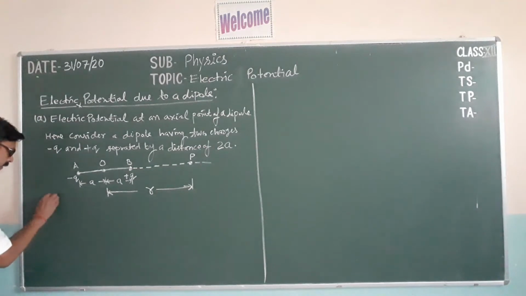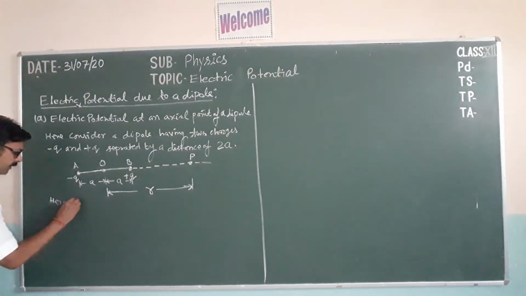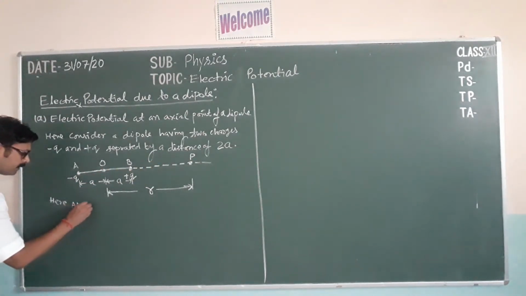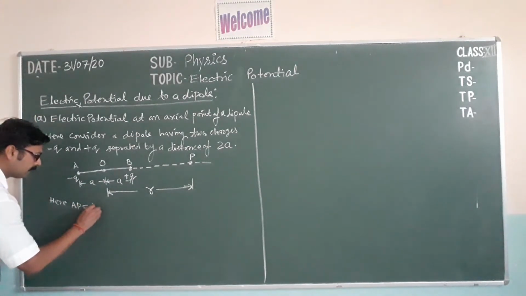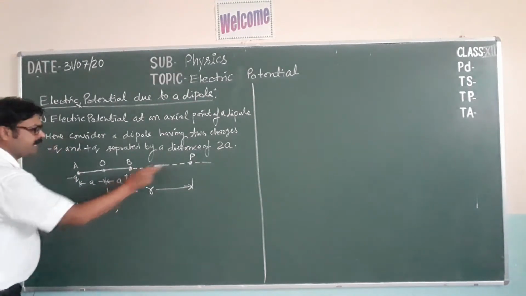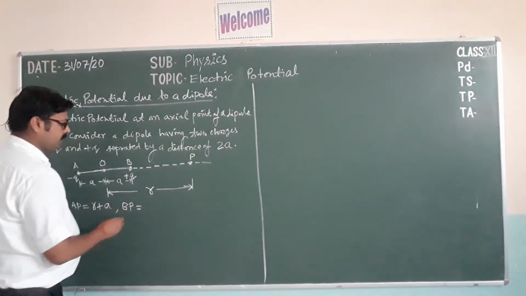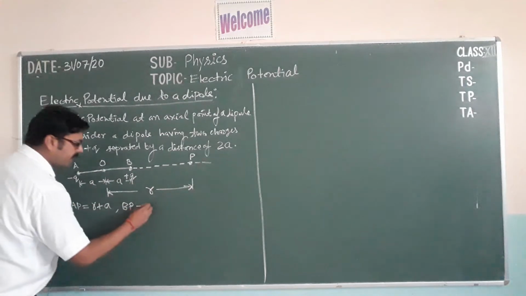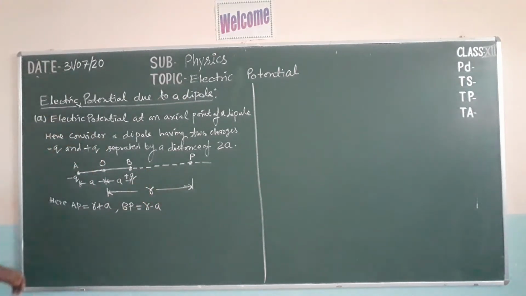So what is the value of AP? AP equals r plus a. Similarly, the value of BP will be r minus a. Here we have to calculate the value of electric potential.